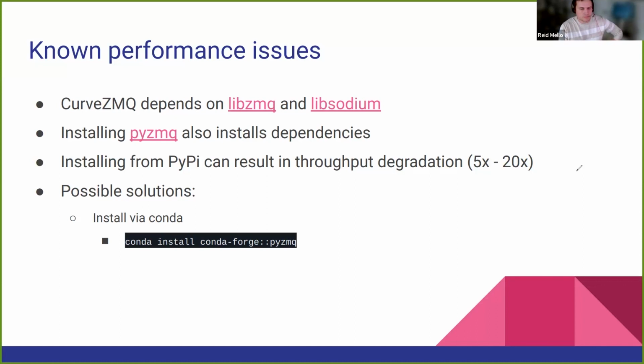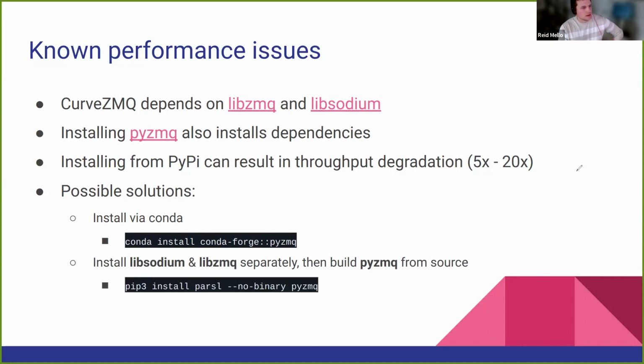You can also install libsodium and libzmq separately. You can build from source, or I've tested on a number of systems using apt. So you can install those separately and then build PyZMQ from source, which you can do in a few different ways, but this is a simple way to do it. You can just pip install Parsl so that you're getting the proper PyZMQ version that's required with Parsl, and just use the no-binary flag for PyZMQ. That's going to build the wheel locally without pulling down those pre-built binaries. And then you'll automatically link to your system's libsodium and libzmq.